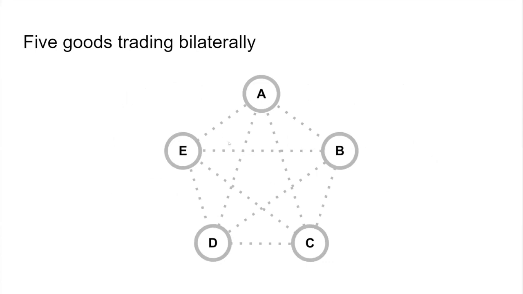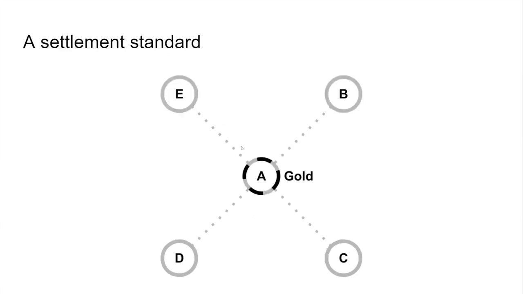This, for any reasonably sized market, is an untenable situation for all the obvious reasons. You know, double coincidence of wants. How do you set prices efficiently if all the prices are between two goods? No good. We can't do that. So what we need is a settlement standard. So I'm defining money to be the standard settlement instrument. That's how I'm kind of using the term money in this paper and in this talk.